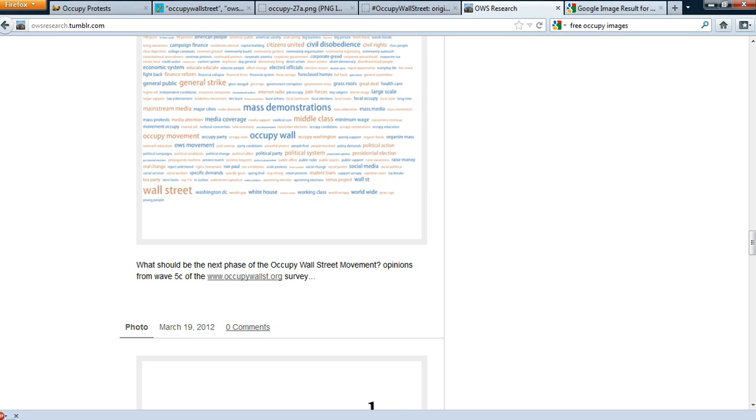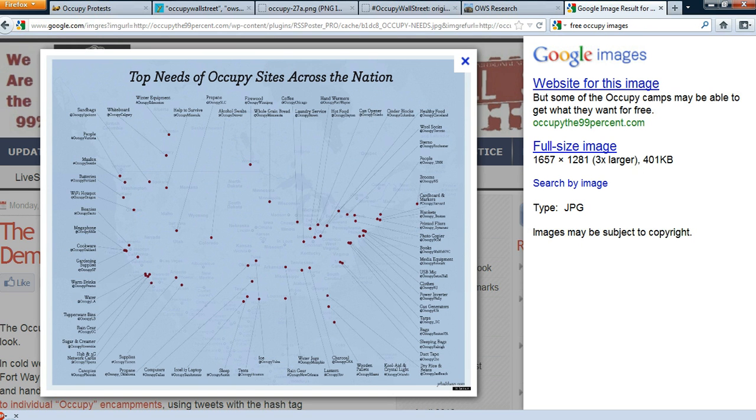Let's finish with a third map example here, from OccupyNews.com. This is a map of North America that shows the top needs for Occupy sites through content analysis of Occupy tweets. It's a bit blurry, but I see that for the hashtag Occupy Portland, it says that the top need is batteries. Who knew?